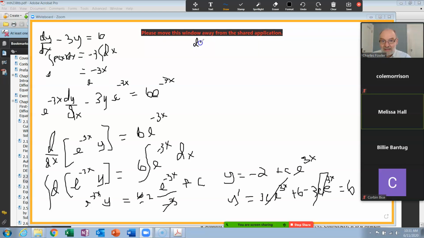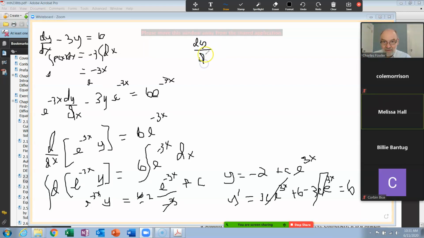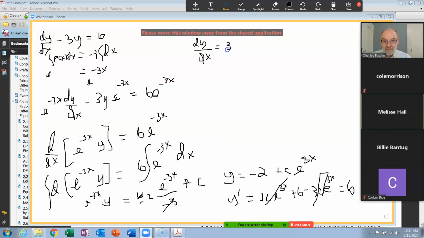So, up here, we'll write the dy dx. I'm going to skip a step here in just a minute. Is equal to 3y plus 6. Agreed? I just added 3y to both sides. Oh, okay, then yes. Just not to have to write it again, okay? I just added 3y to both sides, okay?